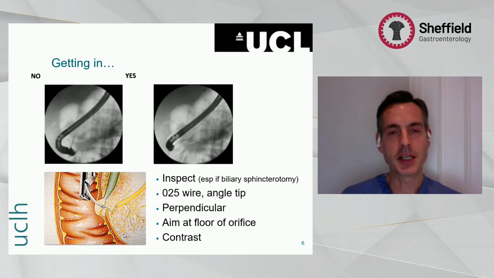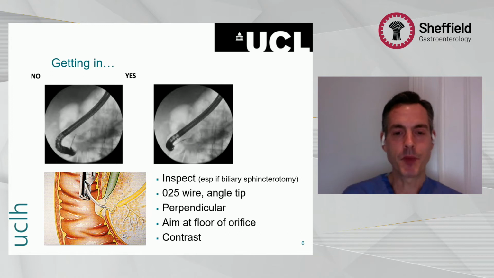You might actually, with the nice high resolution scopes we have these days, see the pancreatic orifice much more clearly. And that's particularly important if the patient has had a prior biliary sphincterotomy, which can in fact make pancreatic access quite difficult. I would tend to use one of the more gentle 025 wires, increasingly using the angle tip wire, for reasons I'll come to in a moment.